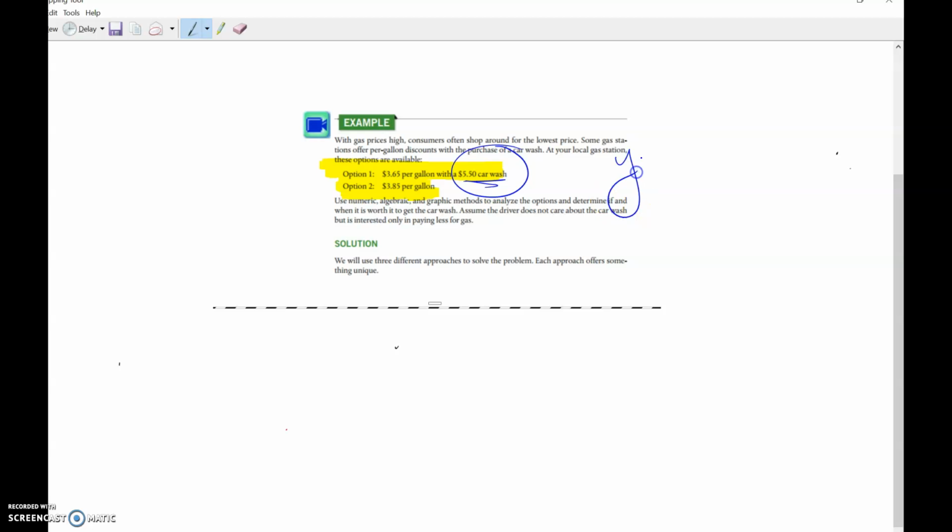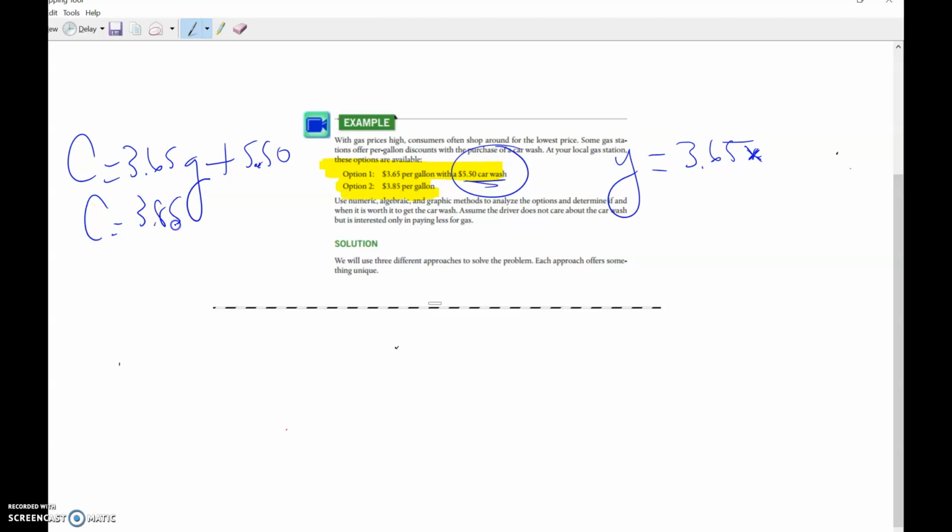So I could have y equals, my rate is always my slope, so $3.65. And you could use G here for gallons if you wanted to. So if instead of x you wanted to call that G, you could. So you could do cost equals $3.65 per gallon plus the $5.50 for the car wash. And the cost is $3.85 per gallon and then no extra cost.